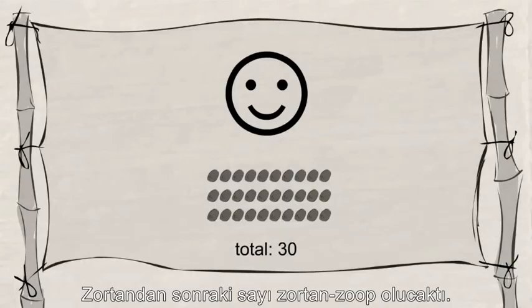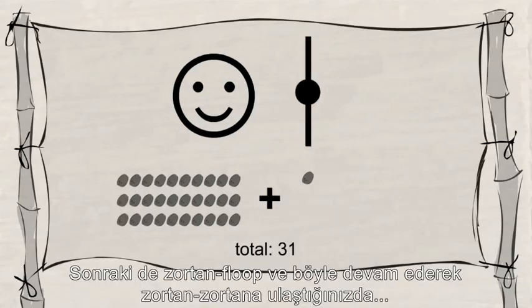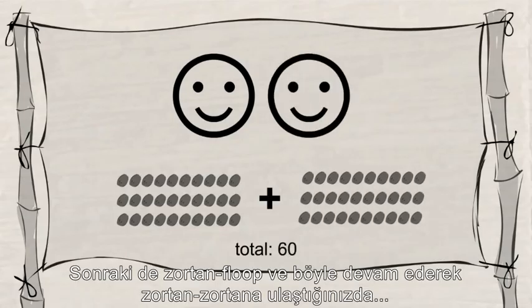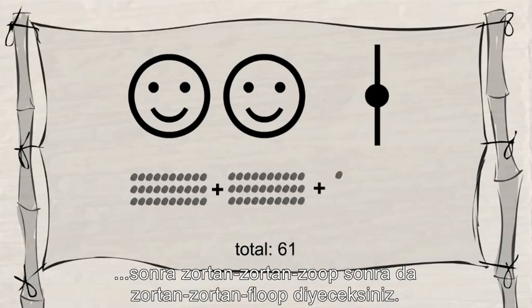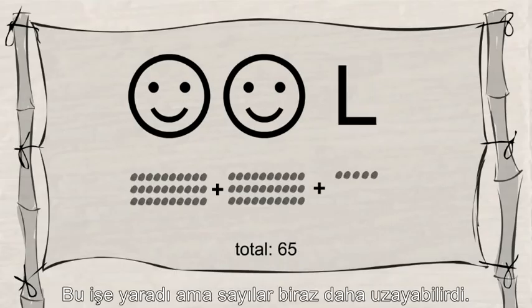After Zoltan, the next number would be Zoltan Zoop, then Zoltan Floop, and so on. When you got to Zoltan Zoltan, you then would go to Zoltan Zoltan Zoop, and Zoltan Zoltan Floop. This worked well, but numbers could get quite long.